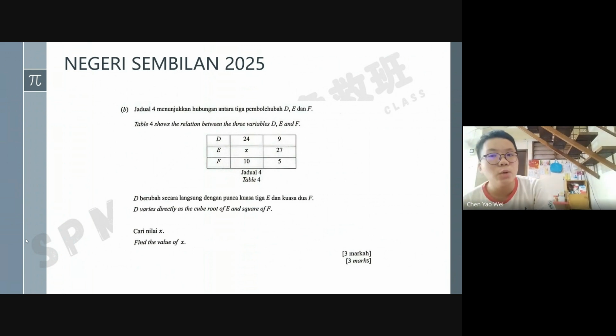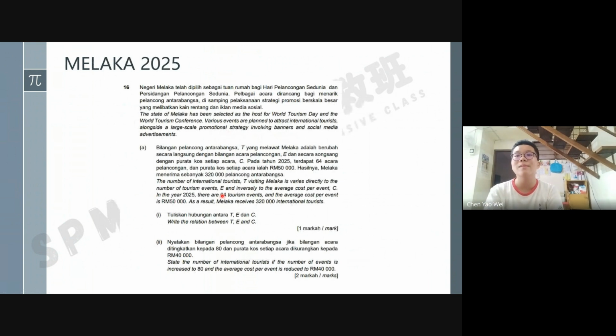This one, I think you can do yourself because I already gave you some tips. And now, let us look through a question here. The state of Malacca has been selected as the host for World Tourism Day and the World Tourism Conference. Various events are planned to attract international tourists alongside a large-scale promotion strategy involving banners and social media advertisement.